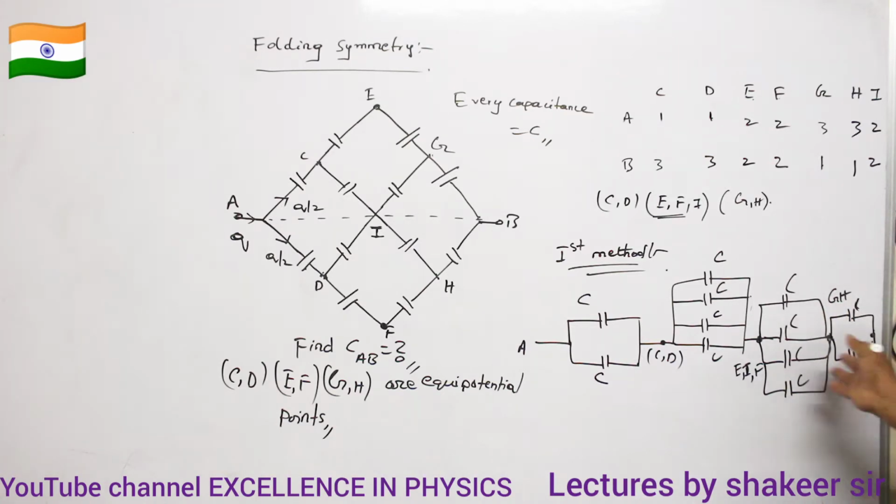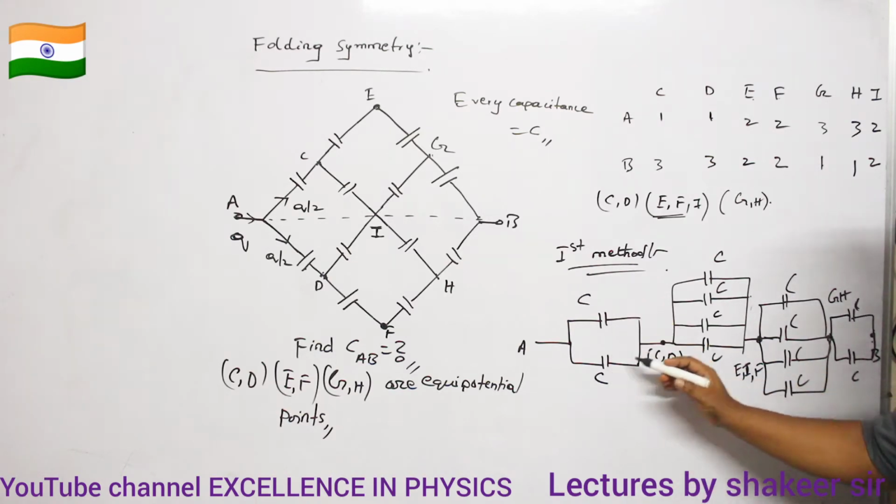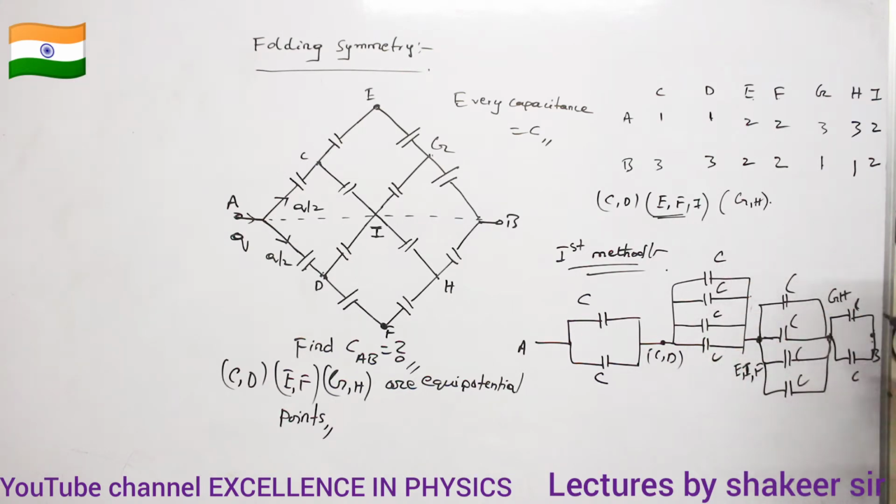Okay. Now, can't you solve this circuit now? Yes, that's all. C and C, they are in parallel connection. 2C. This is a 4C, and this is 2C.